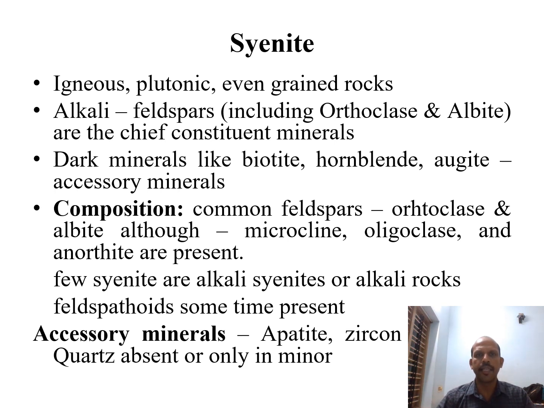Then next one is syenite. So these are igneous plutonic rocks which are even grained rocks. These are also known as even grained rocks. So alkali feldspar, then orthoclase, albite is present. Dark minerals like biotite, hornblende, augite are also present here. Biotite is nothing but black mica. Composition, common feldspars like orthoclase, albite are also present here.